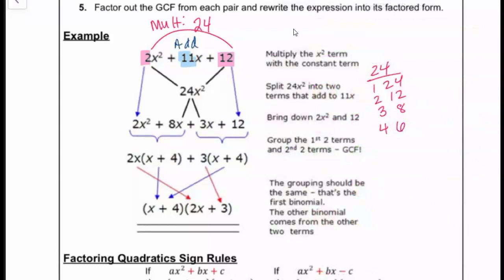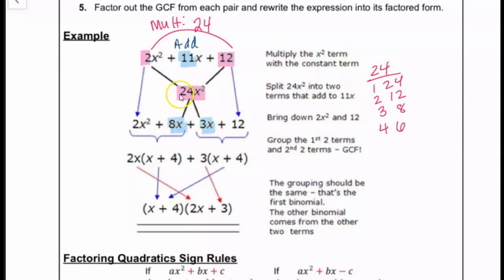So since it's 3 and 8, what you do is you take your 24, which is the 2 times the 12, that's what we found here, and we separate it into 8x and 3x. My bad. This is this color. Because what we're doing is taking my 11x and separating it into 8x plus 3x. Notice 8x plus 3x is still 11x, so we haven't changed our original problem. It's still 2x squared plus 11x plus 12. We just separated the 11x into 2 separate parts.